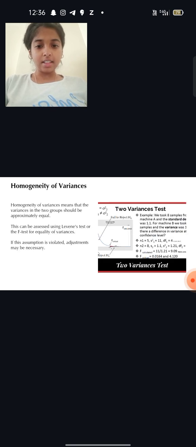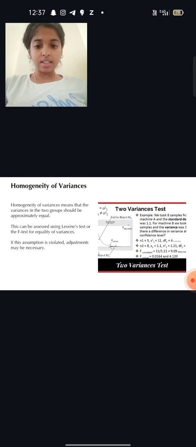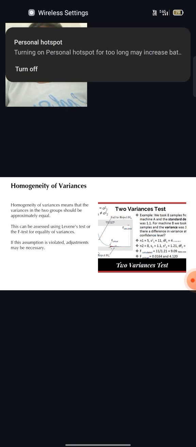Homogeneity of variances means that the variance of the two groups should be approximately equal. This can be assessed using Levene's test or the F-test for equality of variances. If this assumption is violated, adjustments can be necessary.